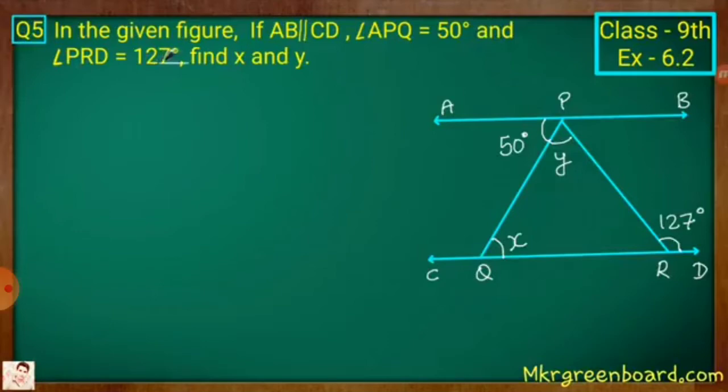In the given figure, if AB is parallel to CD, angle APQ equals 50 degrees and angle PRD equals 127 degrees, find X and Y. Angle APQ equals 50 degrees and angle PRD equals 127 degrees, they are given. What we need to find out? The X value and Y value.